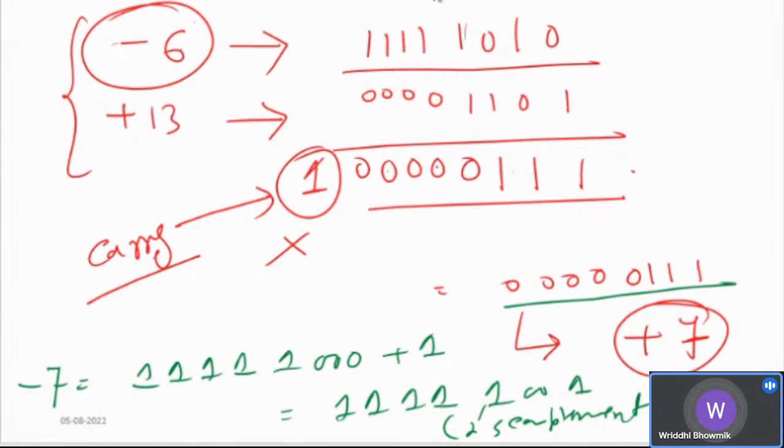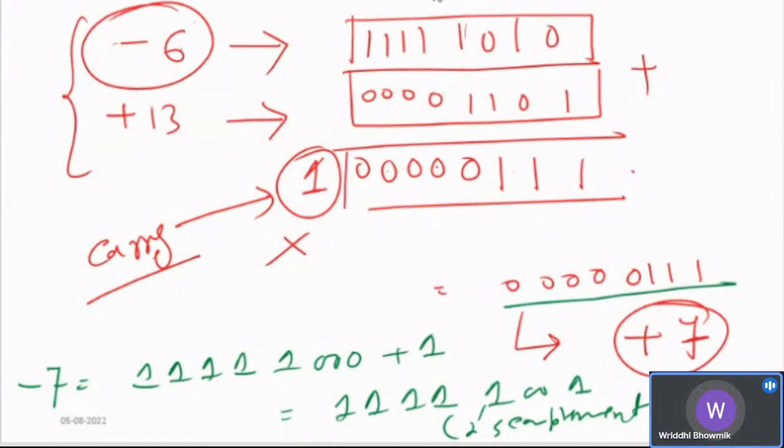And also, if you observe minus 6 plus 13, the result will be plus 7. So when the result is a positive number, after this addition of these two binary numbers, you will get the result in its original form. So this number 0000 0111 actually gives you plus 7. So it is not in the 2's complement form, right? It is in the original form, and by seeing this value, you can easily detect what is the equivalent decimal number.